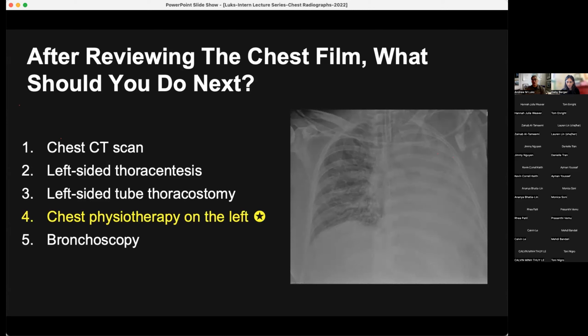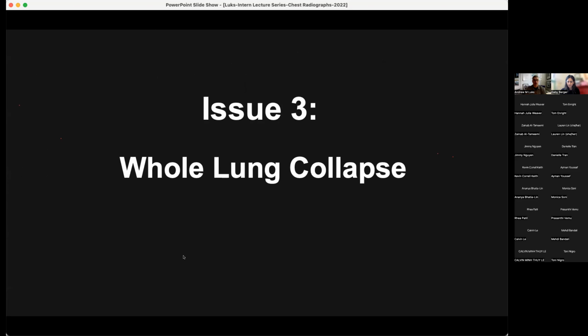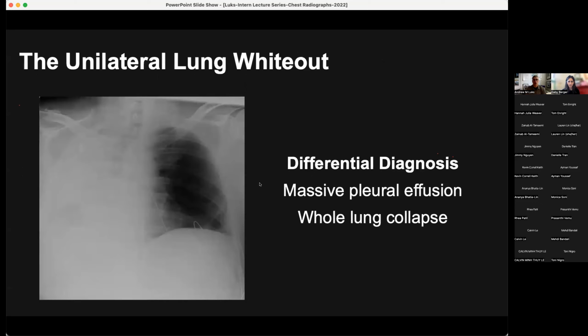Now, you'd certainly be concerned with all those difficulties trying to place a central venous catheter on the left side, that there could have been a vascular injury causing development of a massive effusion. But as I'll show you, the findings in this film are consistent with collapse rather than a massive effusion or hemothorax on that side. So we're going to talk about how to recognize whole lung collapse and distinguish it from a massive effusion on a chest radiograph.